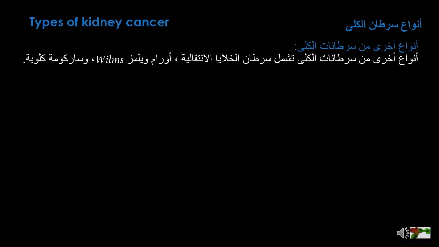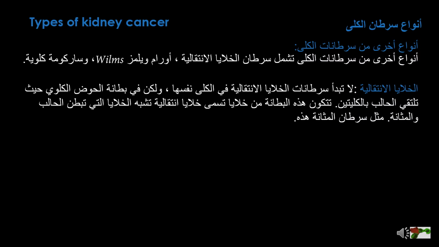Other types of kidney cancers include transitional cell carcinomas, Wilms tumors, and renal sarcomas. Transitional cell carcinomas don't start in the kidney itself but in the lining of the renal pelvis, where the ureters meet the kidneys. This lining is made up of cells called transitional cells that look like the cells that line the ureters and bladder.